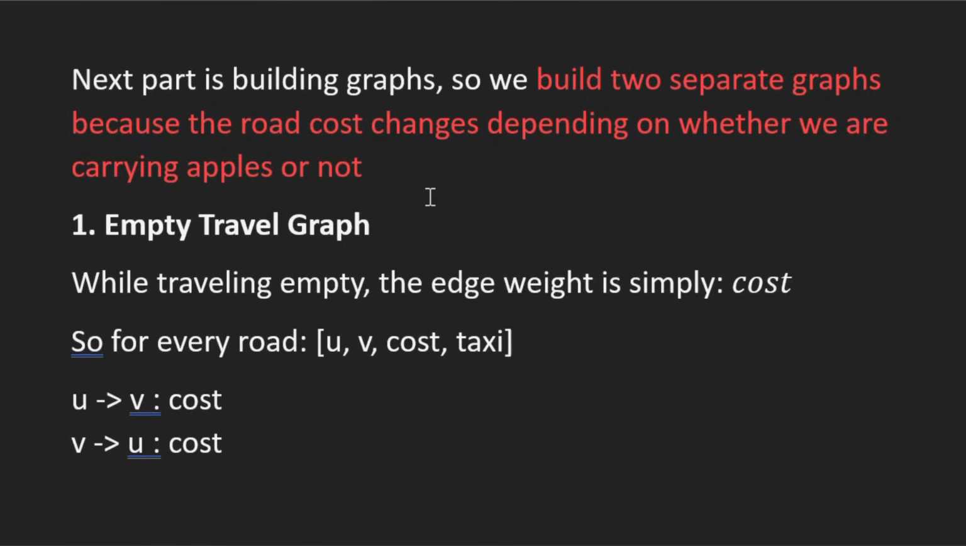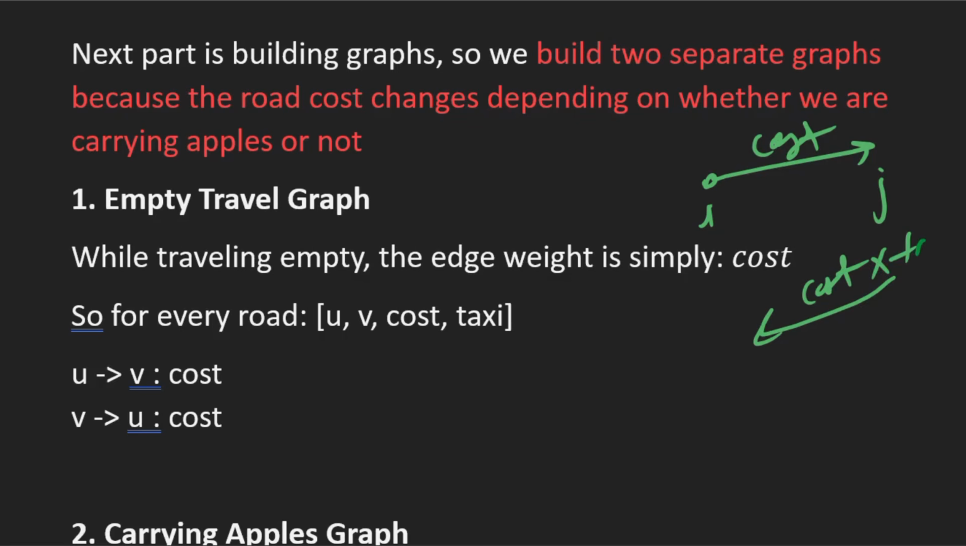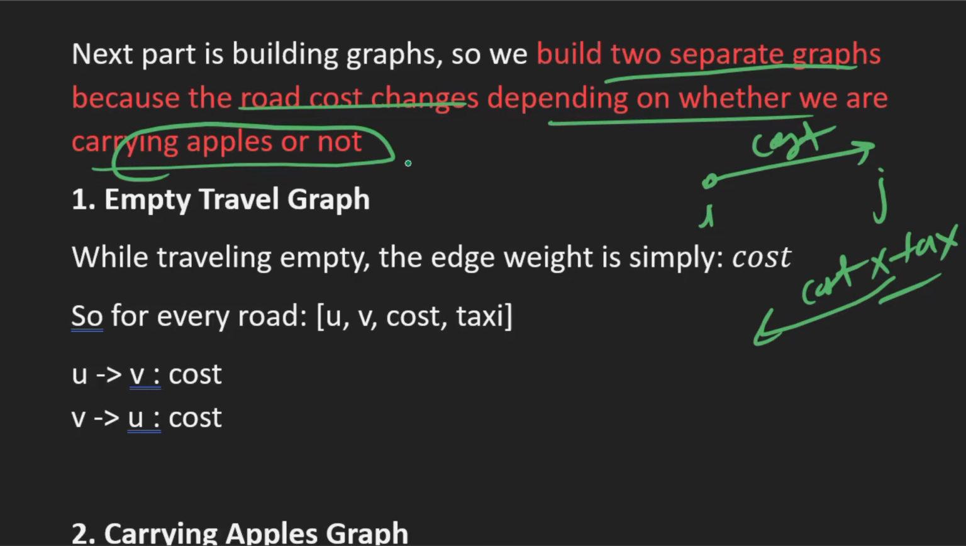So next, as we have already discussed, while going empty headed, the edge weight will be cost, but while coming back the edge weight will be cost into tax. So we'll build two separate graphs, because the road cost changes depending on whether we are carrying the apples or not. That's why we will be making two graphs.